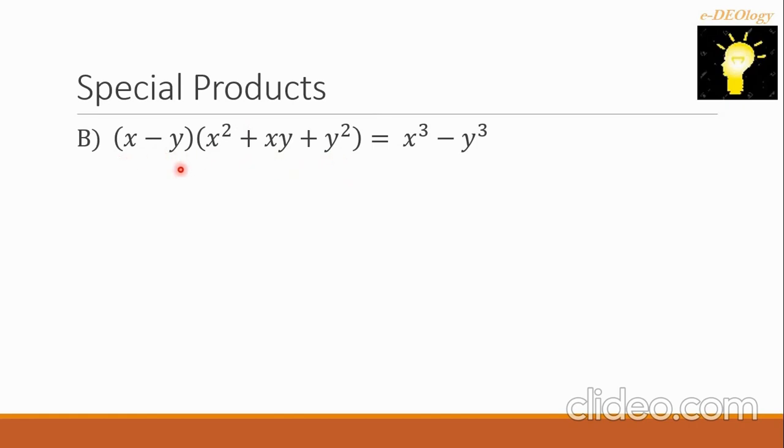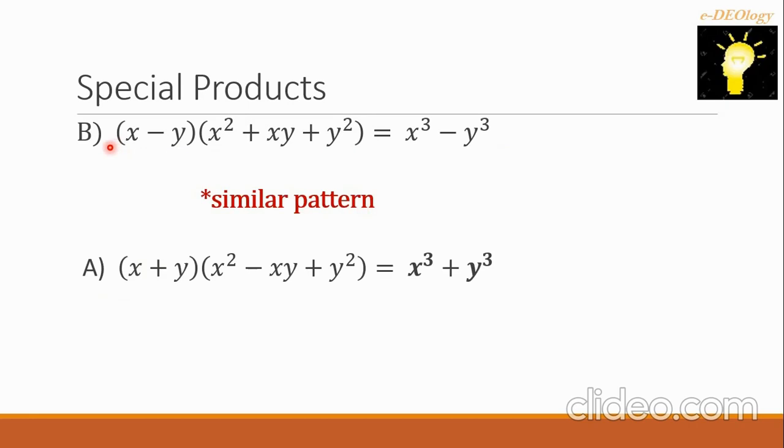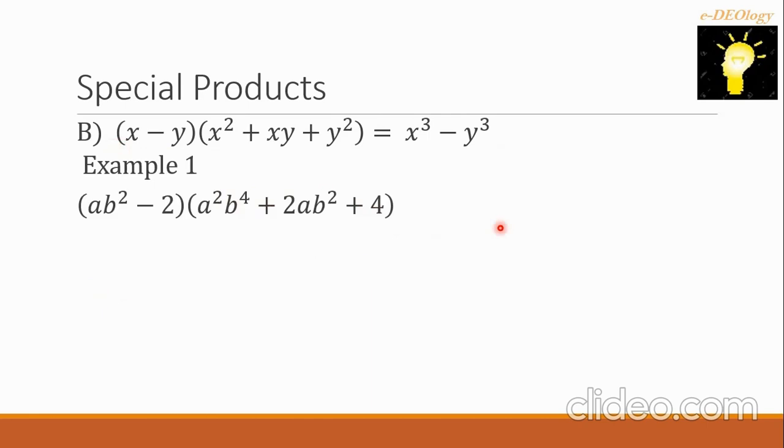So if a certain multiplication of binomial and trinomial falls on this category, we can simply write the final answer as a simple one. This is x cubed minus y cubed. Formula B, or special products A and B, have a similar pattern. Now we are ready to see example 1.